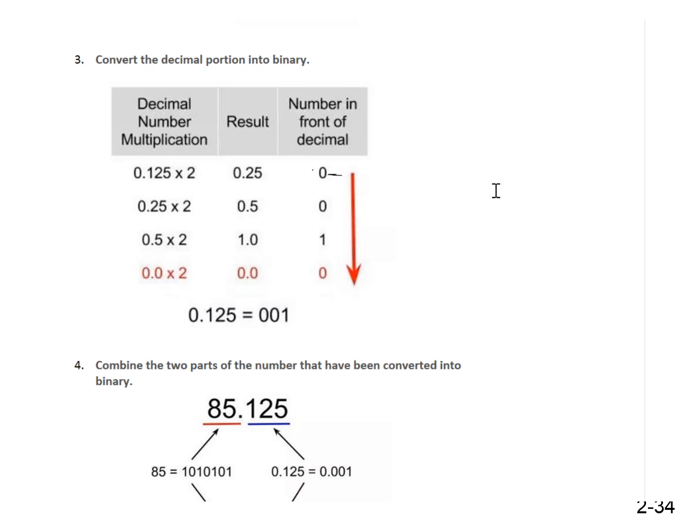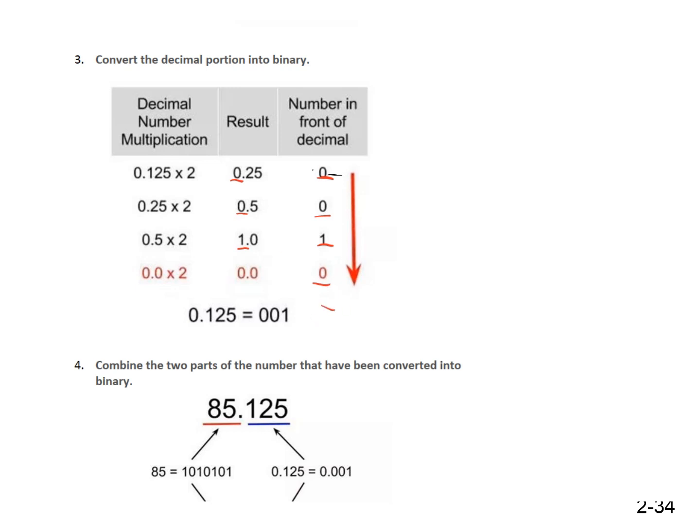The decimal portion is done by a series of multiplications by 2. So 0.125 multiplied by 2 is 0.25. We take the whole number component and put it over here. 0.25 times 2 is 0.5. There's the 0. 0.5 times 2 is 1.0. Put the 1 over here. And then we have 0, and it would be 0, 1.